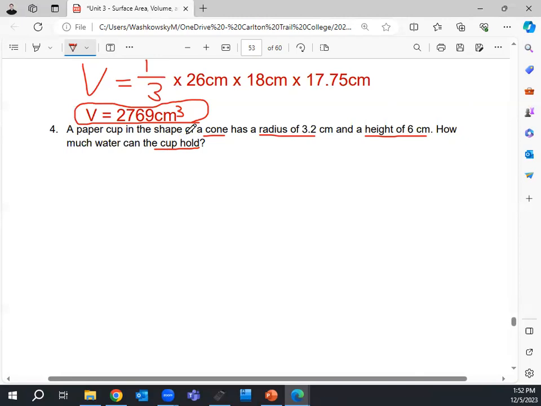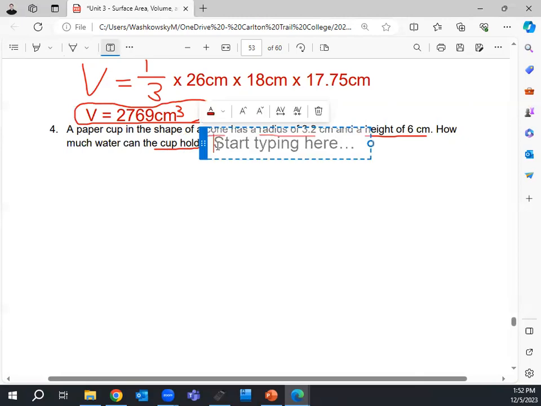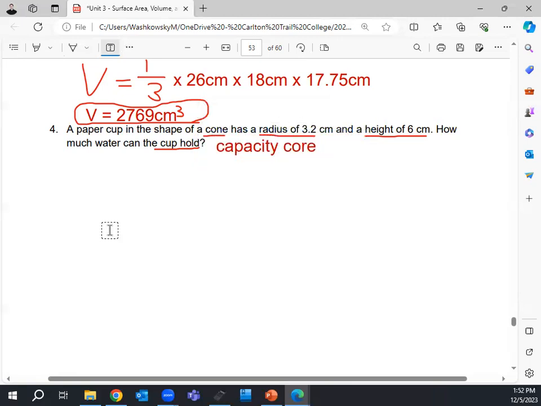I need the volume. So I have to find the volume, but I need to use that to answer what the question's asking, which is a capacity question. So this is a capacity question. At its core, that's what it is. If you found the volume of this cone, you'd be so close. You'd be almost there. So I'm just going to quickly do a diagram here of the cone.